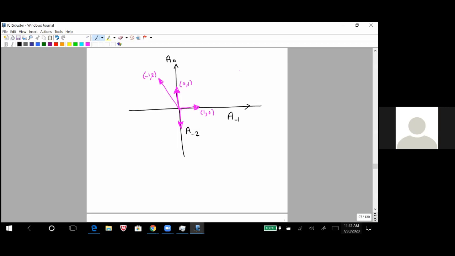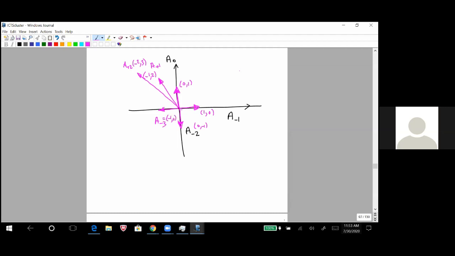And I'll just tell you what the rest of the answers look like. So you'll find, so this is A1, A plus 1. You'll find that A plus 2 is minus 2, 3. And they just keep on going. They get longer and longer in this direction. And also on this side, A minus 2 is 0, minus 1. A minus 3 would be minus 1, 0.